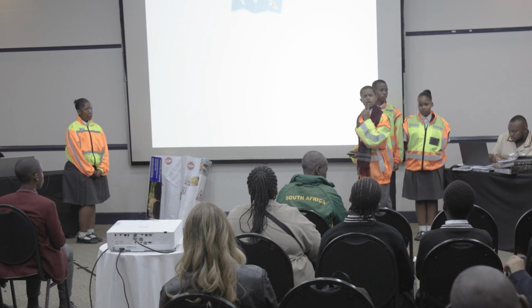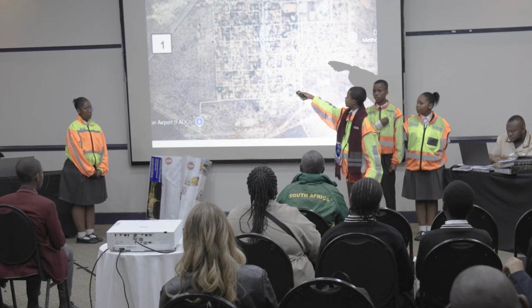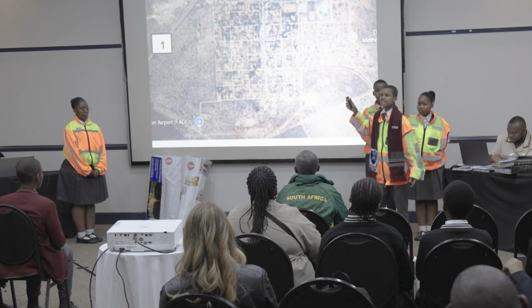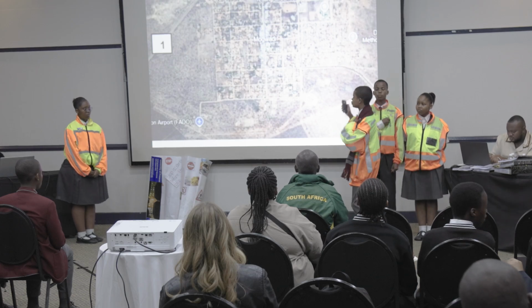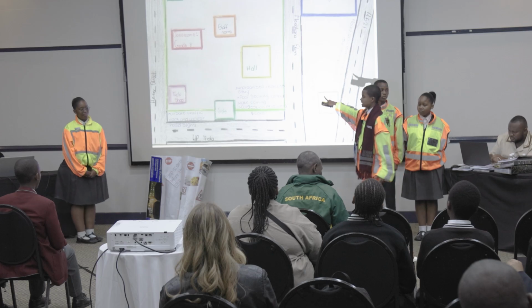Honorable judges, moving on to mapping. You see a map of Dendron, and you see the Dendron road marked as area 1. And this is exactly where high accidents occur, and this is exactly what drew our attention. We drew a simpler map for everyone to understand. The first thing you see is Dendron Secondary School.